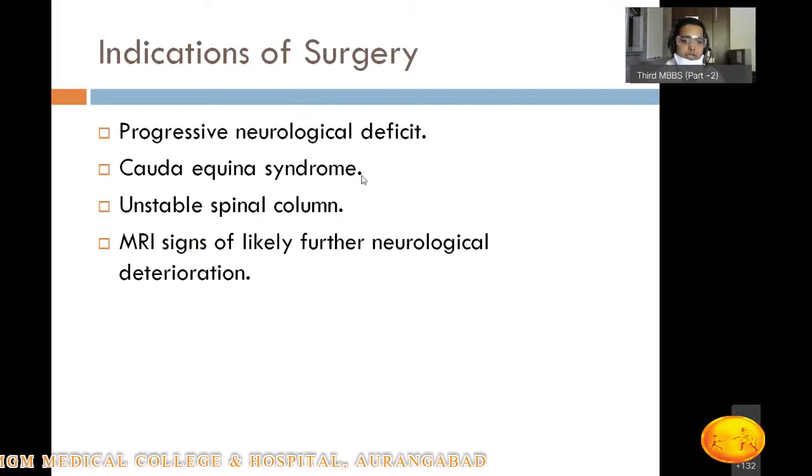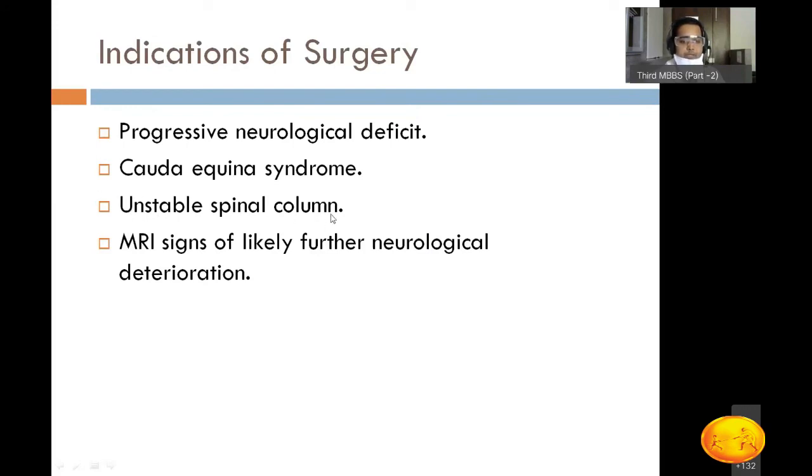Next one would be cauda equina syndrome, which consists of multiple symptoms like bowel and bladder involvement, asymmetrical involvement of both the lower limbs, and this is a surgical emergency. Related would be a conus medullaris syndrome. So cauda equina and conus medullaris both are relative surgical emergencies.